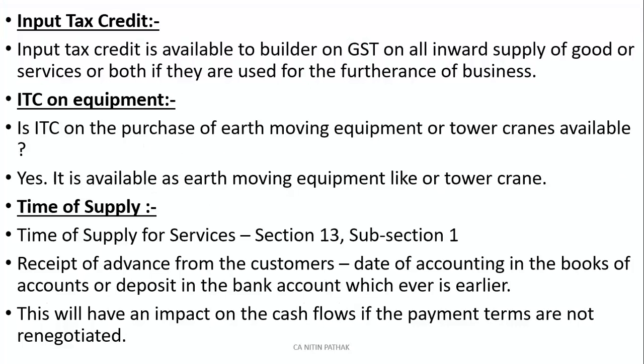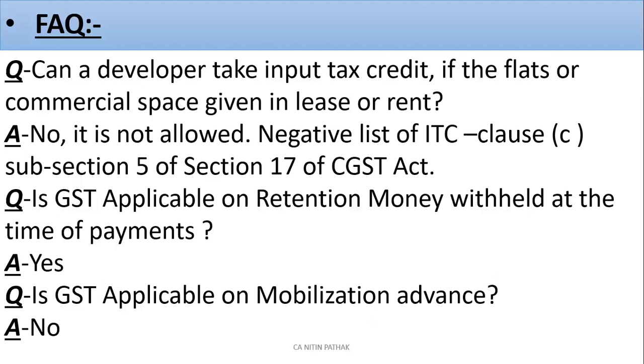Time of supply of services, receipt of advance. When do we call it TOS? I discussed that at that time also: receipt of payment, receipt from customer, and the point of sale. When you make a debit note, credit note and accounting entry, it would be the time of supply. Receipt of advance from customer, date of accounting in the books of entry, deposit in bank account. This will have an impact on cash flow if the payments are not regular, not negotiated, or sometimes payments are not received, but you have to pay GST at 18%, or only 1%, 5%, or whatever 12% maybe.